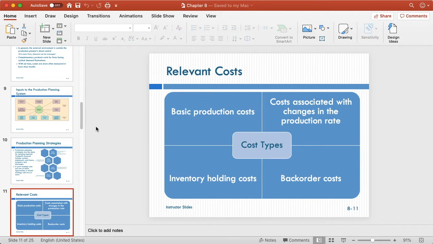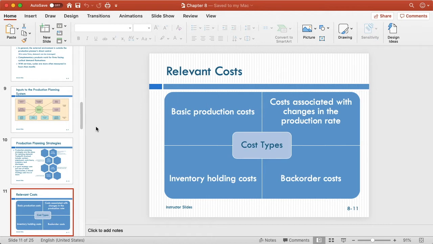The third cost would be the inventory holding cost. Like I said, within the level strategy, your workforce level is constant, and they are working at a constant output rate. But how do we fit the market demand? Basically, we're using inventory to fit this fluctuation. But of course, as we said within the inventory management chapter, when you are having inventory, you are facing inventory holding costs.